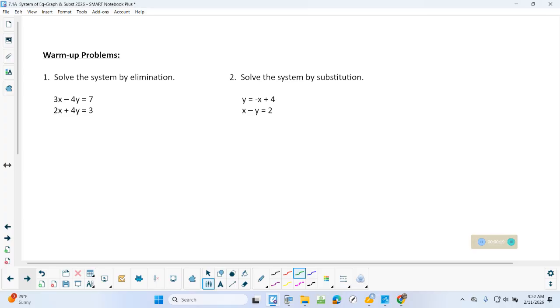And I really need this first one super nice for you, because notice your negative 4y and 4y are set to cancel. Remember, you add the equations together. So I'm gonna get rid of those, 3x plus 2x, 7 plus 3, easy math.